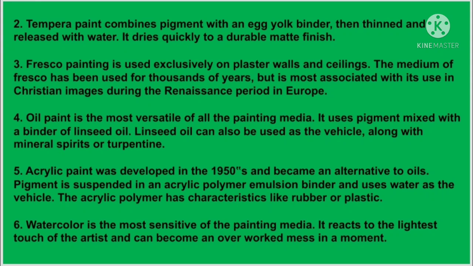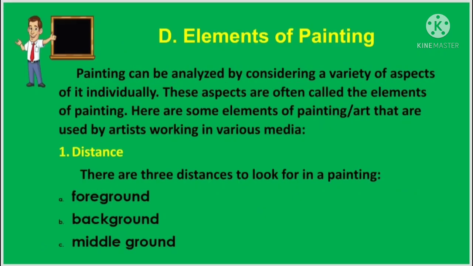Okay, assignment class. Please add this in your activity. Give at least one example for each of the painting media from 1 to 6, and provide a picture. So listen again, may I repeat? Give at least one example of painting media. There are six, so that means there are six examples, and then provide a picture for your assignment. That is additional. Let's proceed to the elements of painting.